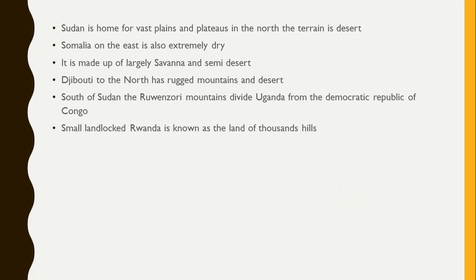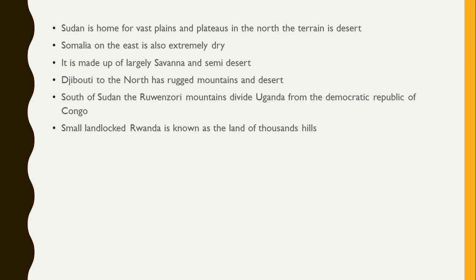Other physical features, let's talk about country by country. Let's start with Sudan. It is home to vast plains and plateaus. In the north, the terrain is desert. In Somalia, to the east, it is also extremely dry. It is made up largely of savanna and semi-desert. Djibouti to the north has rugged mountains and desert.